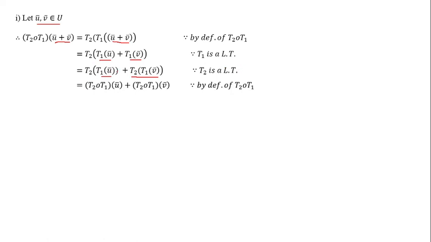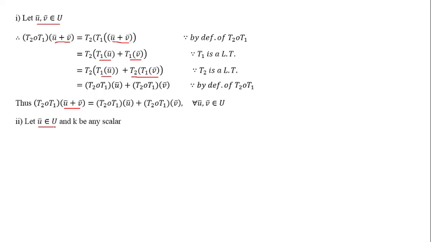Now use the reverse definition of T2 composite T1. So the first term is T2 composite T1 operating on u bar, and the second is T2 composite T1 operating on v bar. And thus we have T2 composite T1 operating on u bar plus v bar is T2 composite T1 operating on u bar plus T2 composite T1 operating on v bar. So the first condition holds.